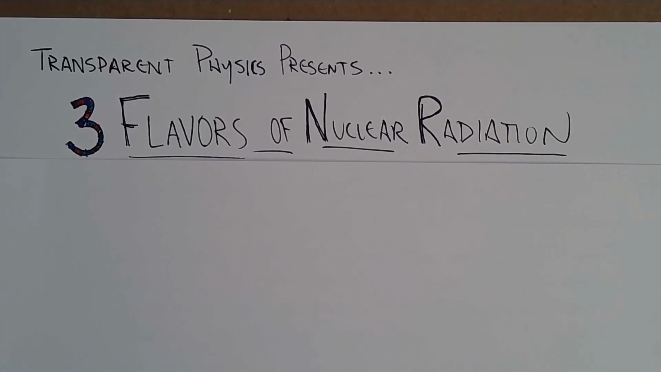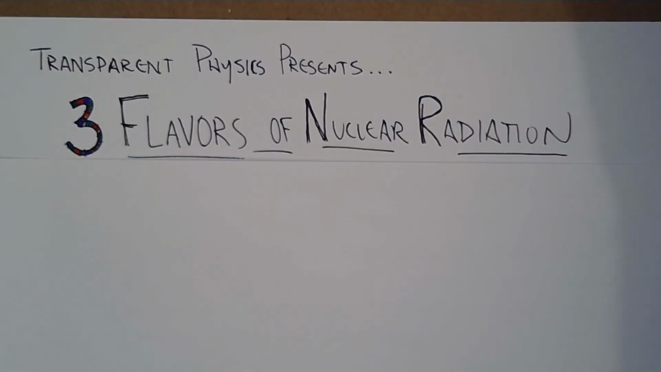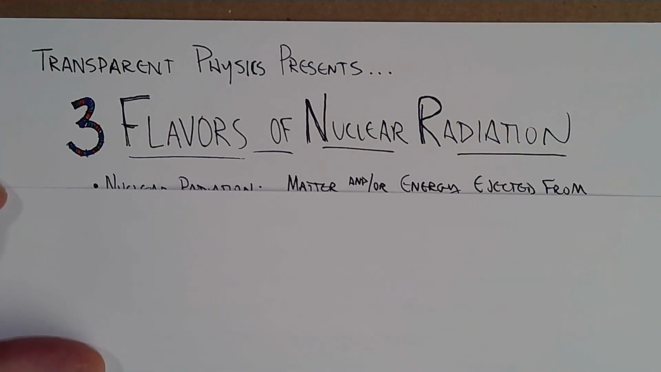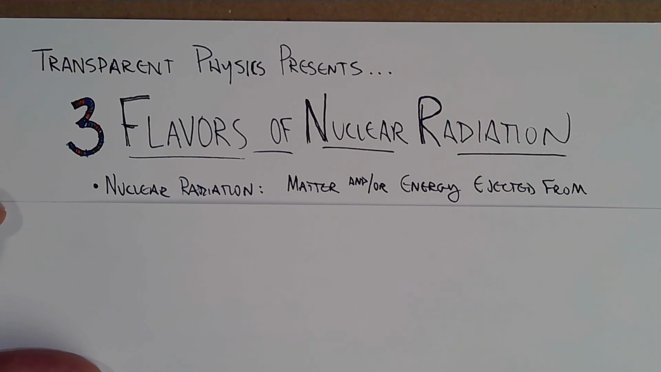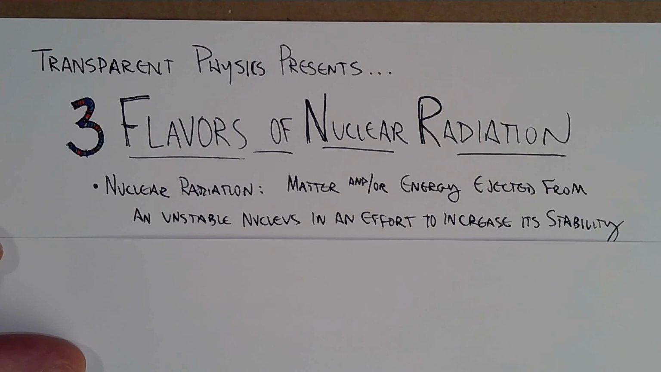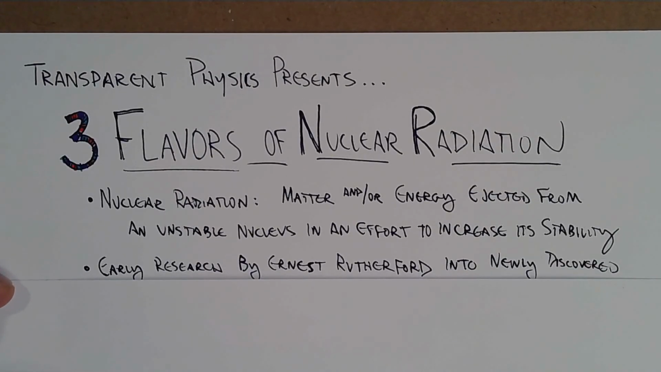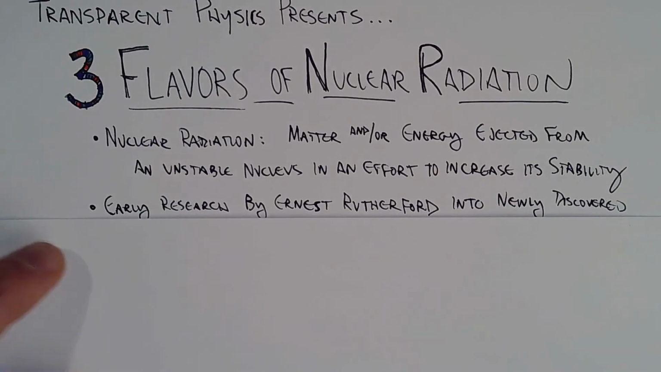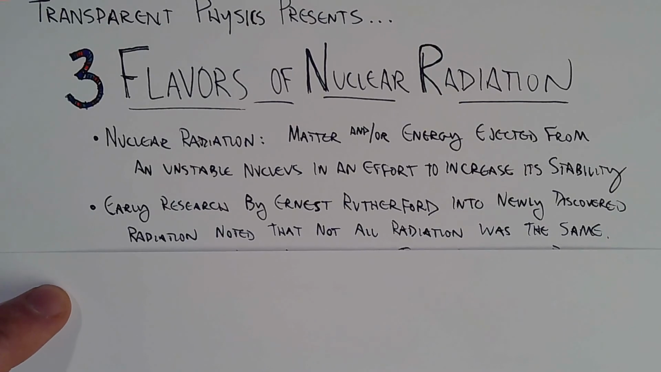All right, let's get started. Three flavors of nuclear radiation. As a review, nuclear radiation is matter and/or energy ejected from an unstable nucleus in an attempt to increase its stability. Now, in the early days of studying radiation, one of the scientists involved was Ernest Rutherford. As he was experimenting with radiation, he discovered that not all radiation obeyed the same properties.